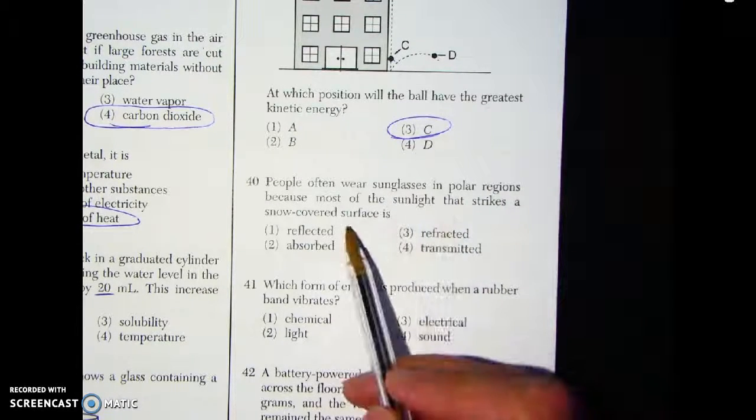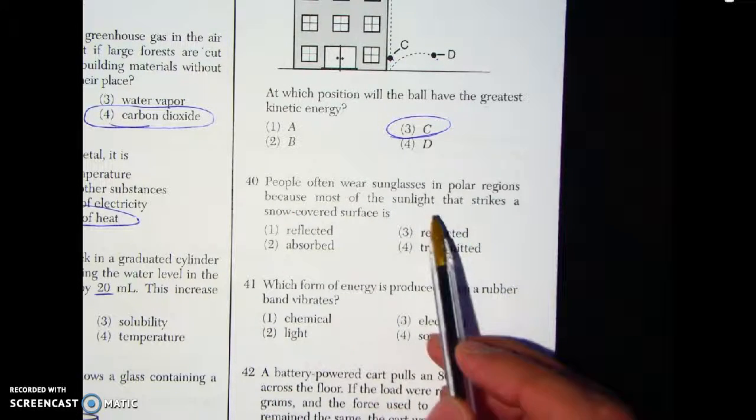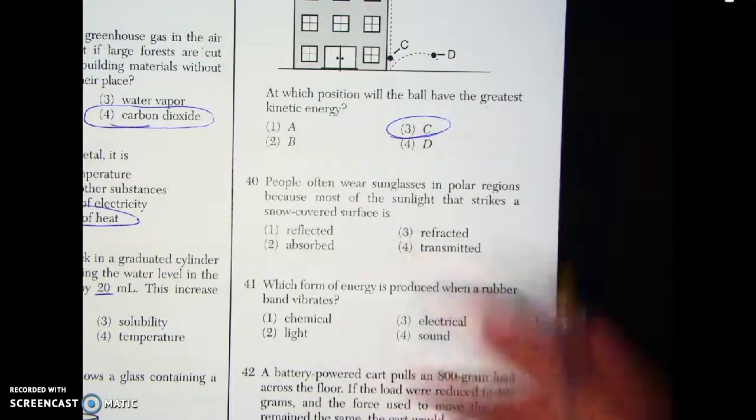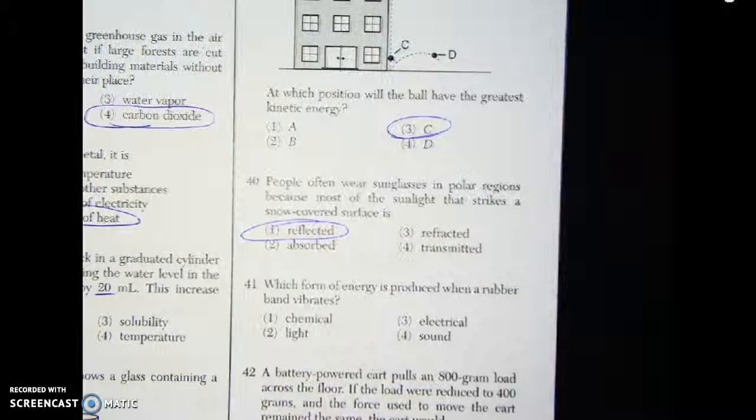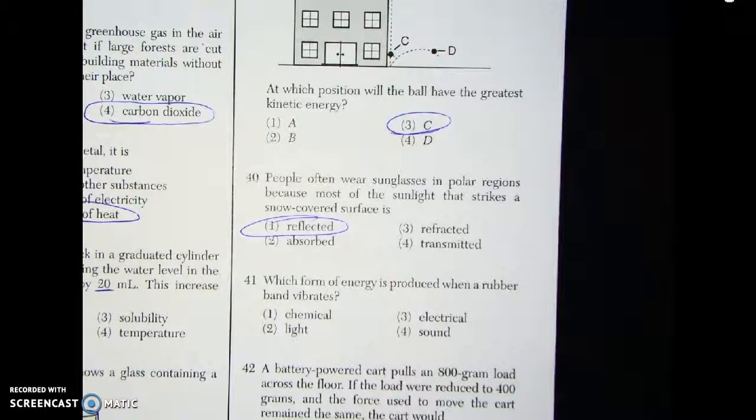Sunglasses. People often wear sunglasses in polar regions because most of the sunlight that strikes a snow-covered surface is reflected. You've probably noticed this. You come outside from the snow, obviously not this winter, but you have a little trouble seeing when you come to the house. Your eyes are readjusting because there's so much light reflected off the snow. It's so bright.